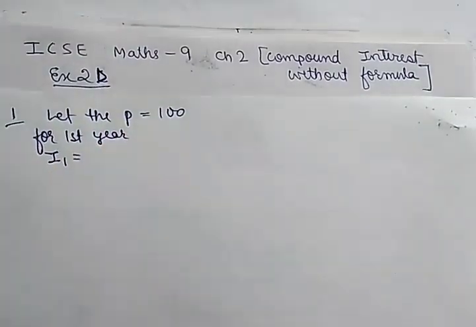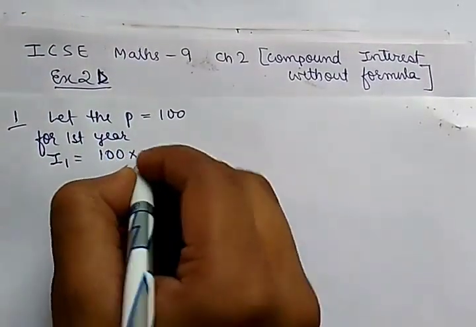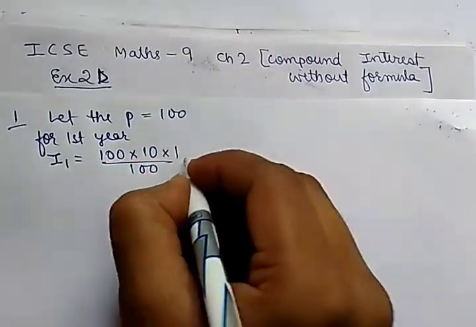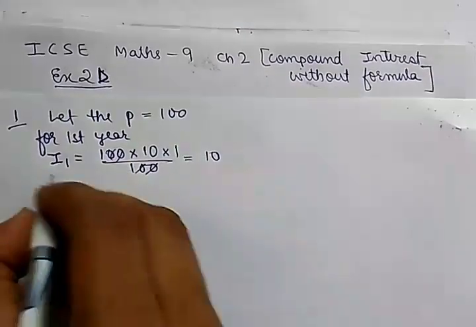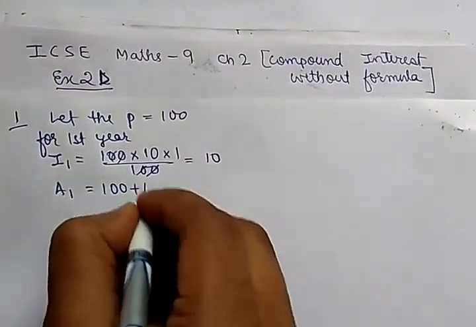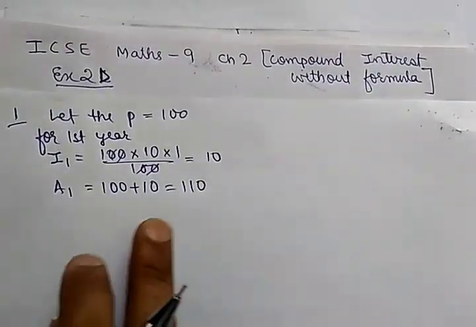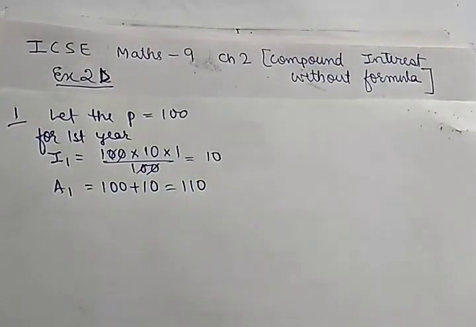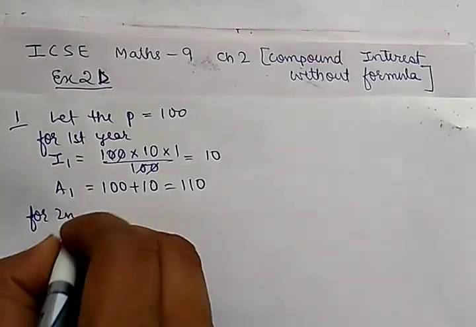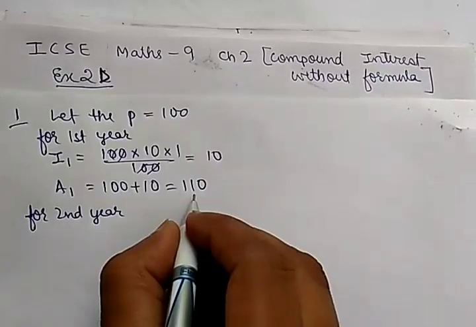interest for the first year will be equal to principal into rate, that is given 10% for the first year, 1 by 100, that is equal to 10 rupees. So amount at the end of the first year will be equal to 100 plus 10, that is 110. This is the amount outstanding at the end of the first year. So for the second year now, this will become the principal.